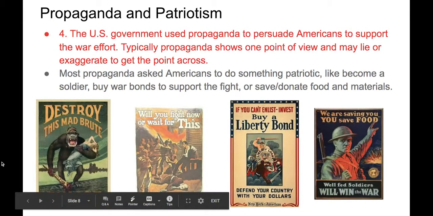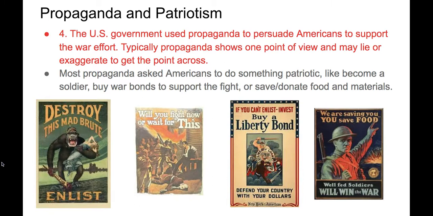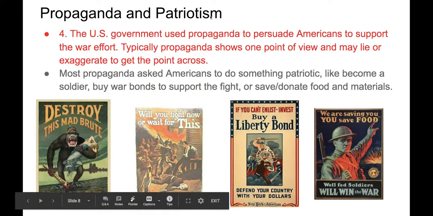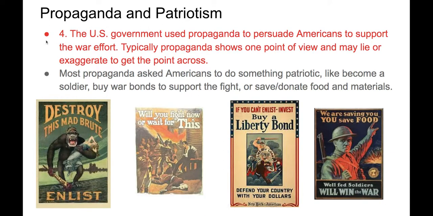Okay, so now we're going to look at propaganda and patriotism. Remember, both of those words are vocab words that we had. Propaganda is the use of posters and movies and music and different things to try to get people to support your idea. Think of it like a commercial or other advertisements you might see. They're trying to get you to buy their products. Propaganda is trying to get you to support their ideas. And patriotism, remember, is support of your country. So number 4, I'll give you a second to read that.